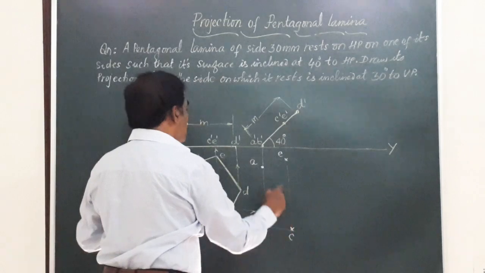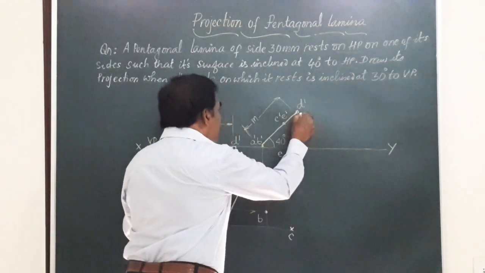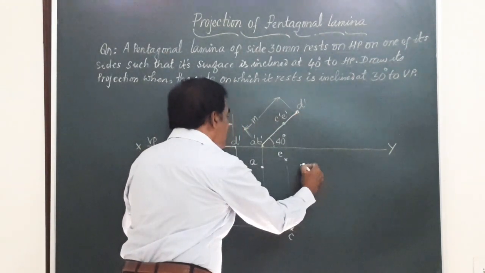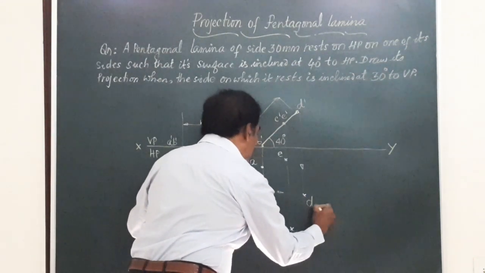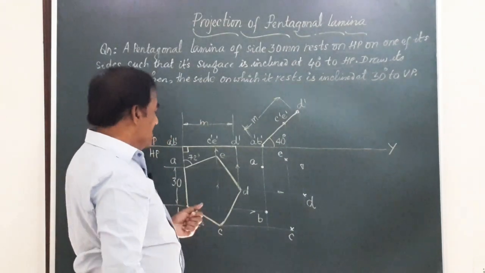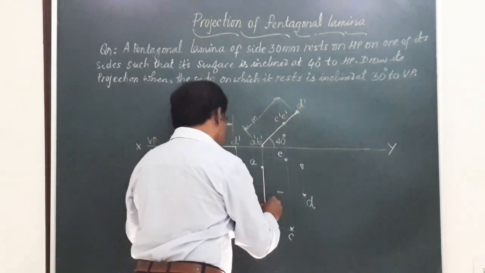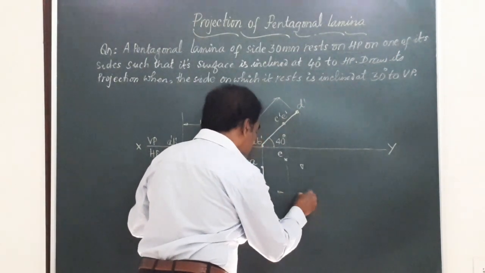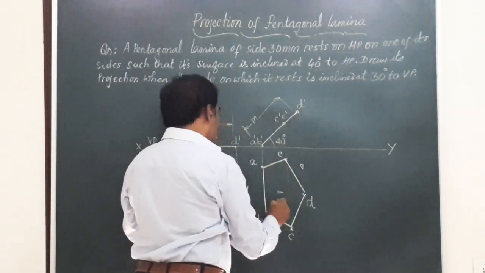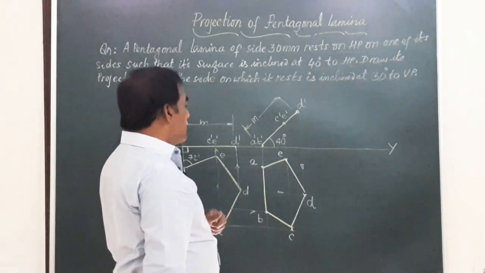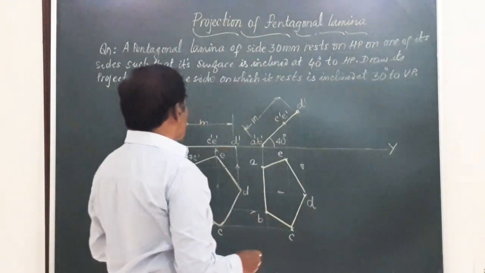So I got A, B, C, E. Finally, I should get D. Draw a horizontal line through D and a vertical line through D. The point of intersection of these two will give you the point D. Friends, you got all the 5 corners of the lamina, join them by straight lines. So I am going to join A to B, B to C, C to D, D to E and E to A. So this figure, friends, will give you the top view of the lamina when the surface of the lamina is making an angle of 40 degrees with the HP.